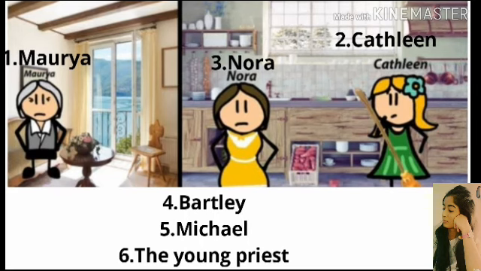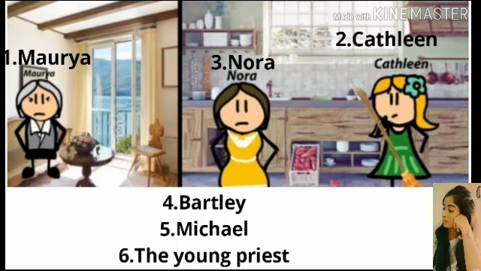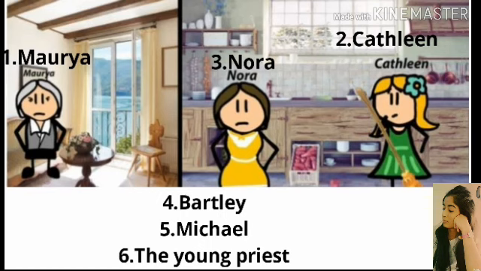Number one, the main character and the protagonist of the play is Maurya. She is an old widow who is the head of a family consisting of a son and two daughters, right? And she is the central character in the play.